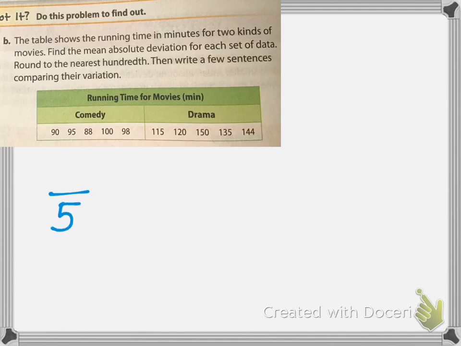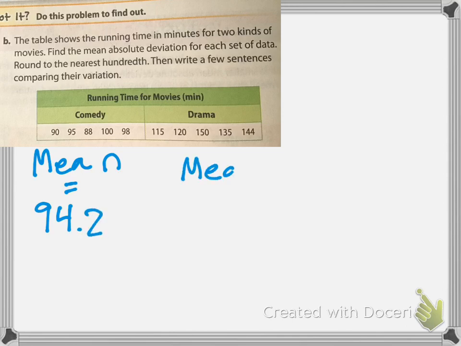So I'm going to be dividing each of these by 5 because there's 5 numbers. 90 plus 95 plus 88 plus 100 plus 98. We divide that by 5. That means that our mean for this one we got is 94.2. So the mean for drama, again, we add them all together.